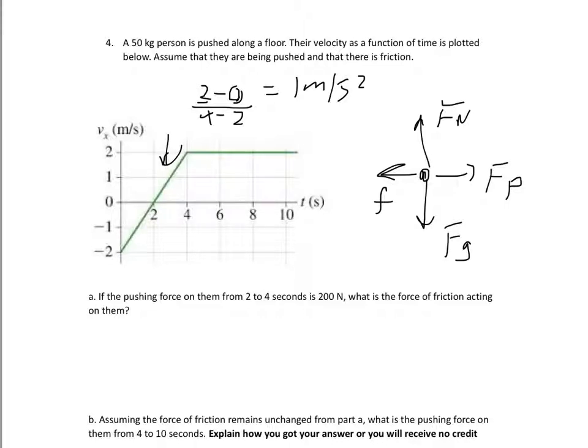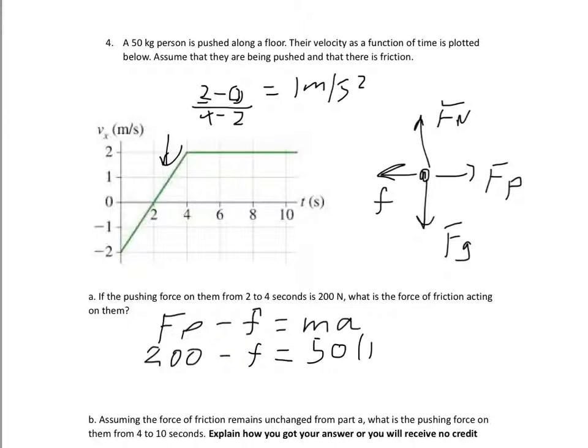So let's go ahead and get the force. We're going to have the force of the push minus the friction equals ma. And it's a 50 kilogram person, so we're going to have 200 newtons. And now we'll go ahead and subtract the friction force, which we don't know what it is. That's what we're going to calculate. And then it's going to be 50 times the acceleration of 1. And that's how we're actually getting the friction force is going to be equal to 150 newtons.